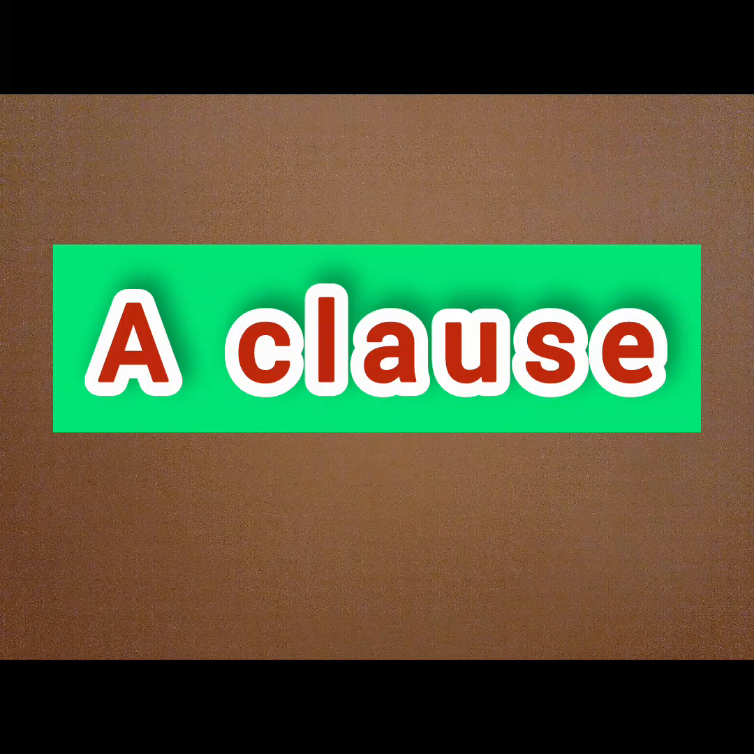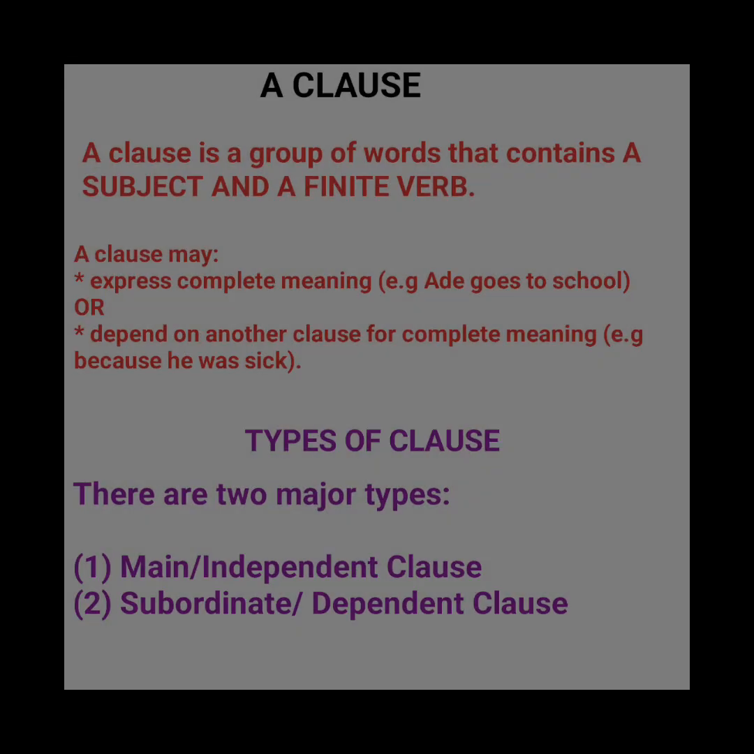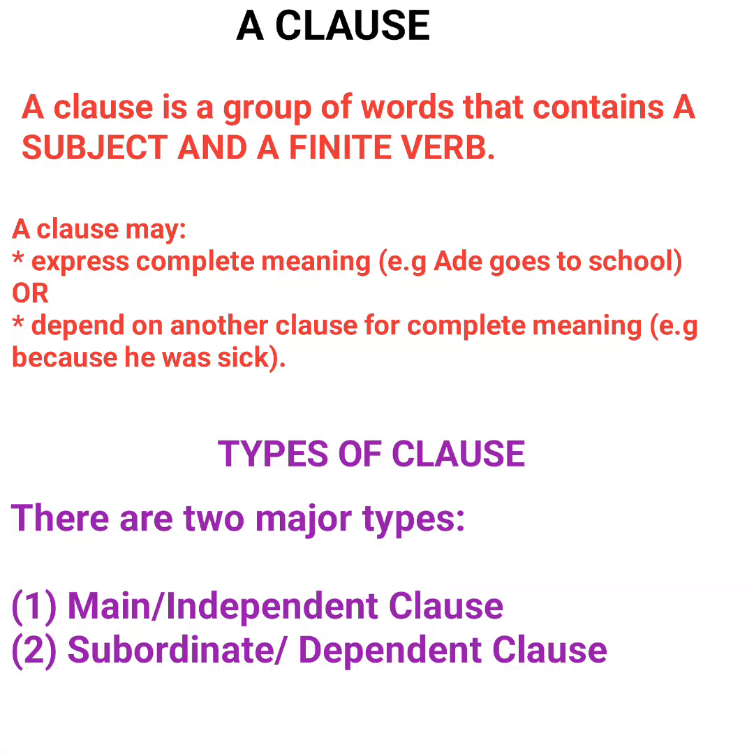Now, the next thing is to examine what we mean by a clause. A clause is a group of words that contain a subject and a finite verb. With this definition, we can see that the main difference between a phrase and a clause is a finite verb, because when we are giving the definition for a phrase, we say it's also a group of words without a finite verb, but a clause has a finite verb.